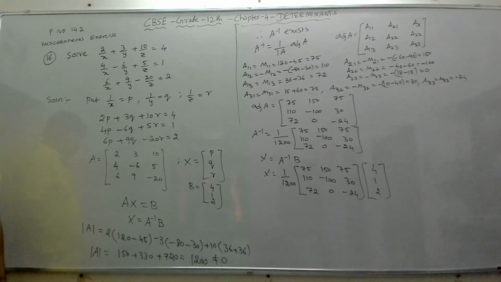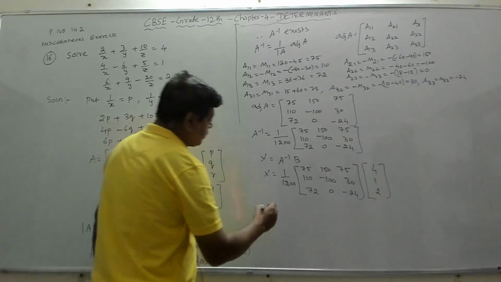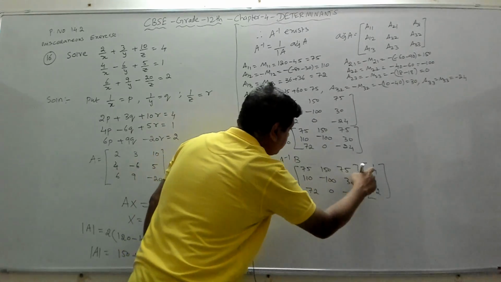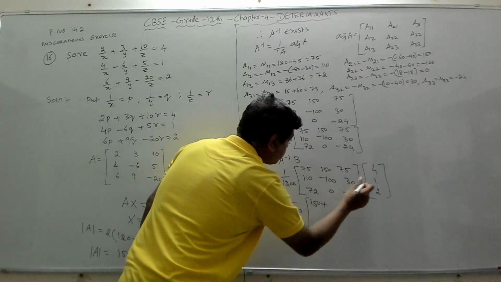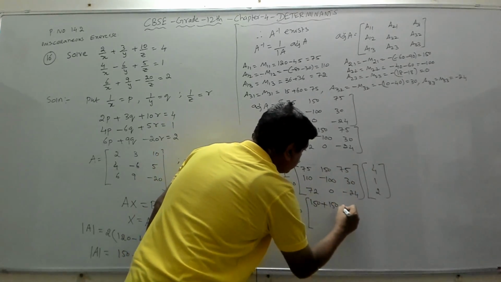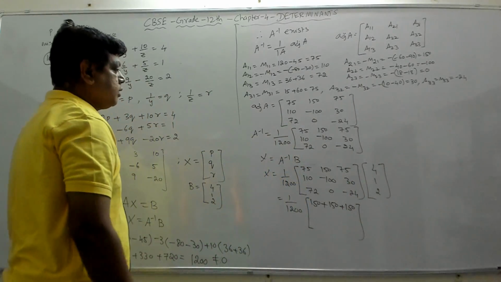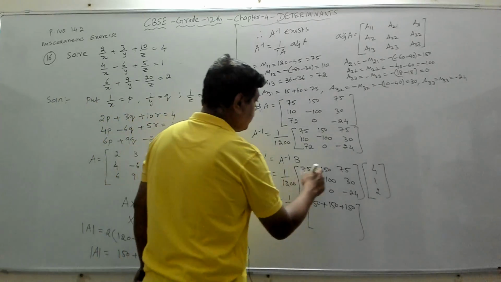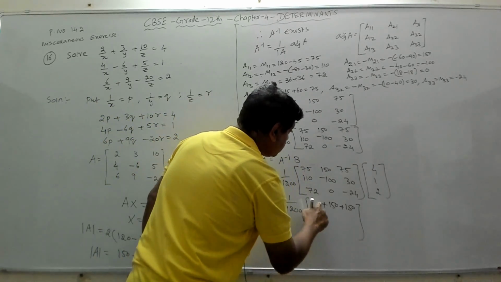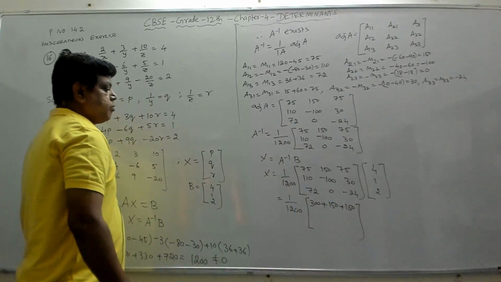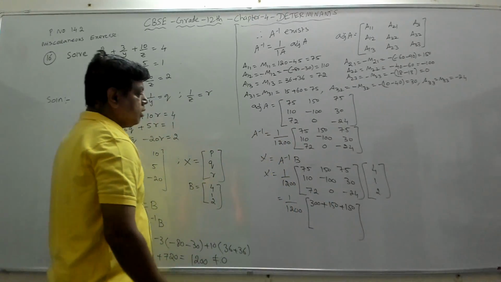Fine. Now we are going to multiply this. So if you multiply this, what do we get? That is equal to 1 by 1200 into 75 into 4... sorry, 75 into 4 is not 150. 75 into 4 is 300. My mistake. So you get 300, 150, 150.